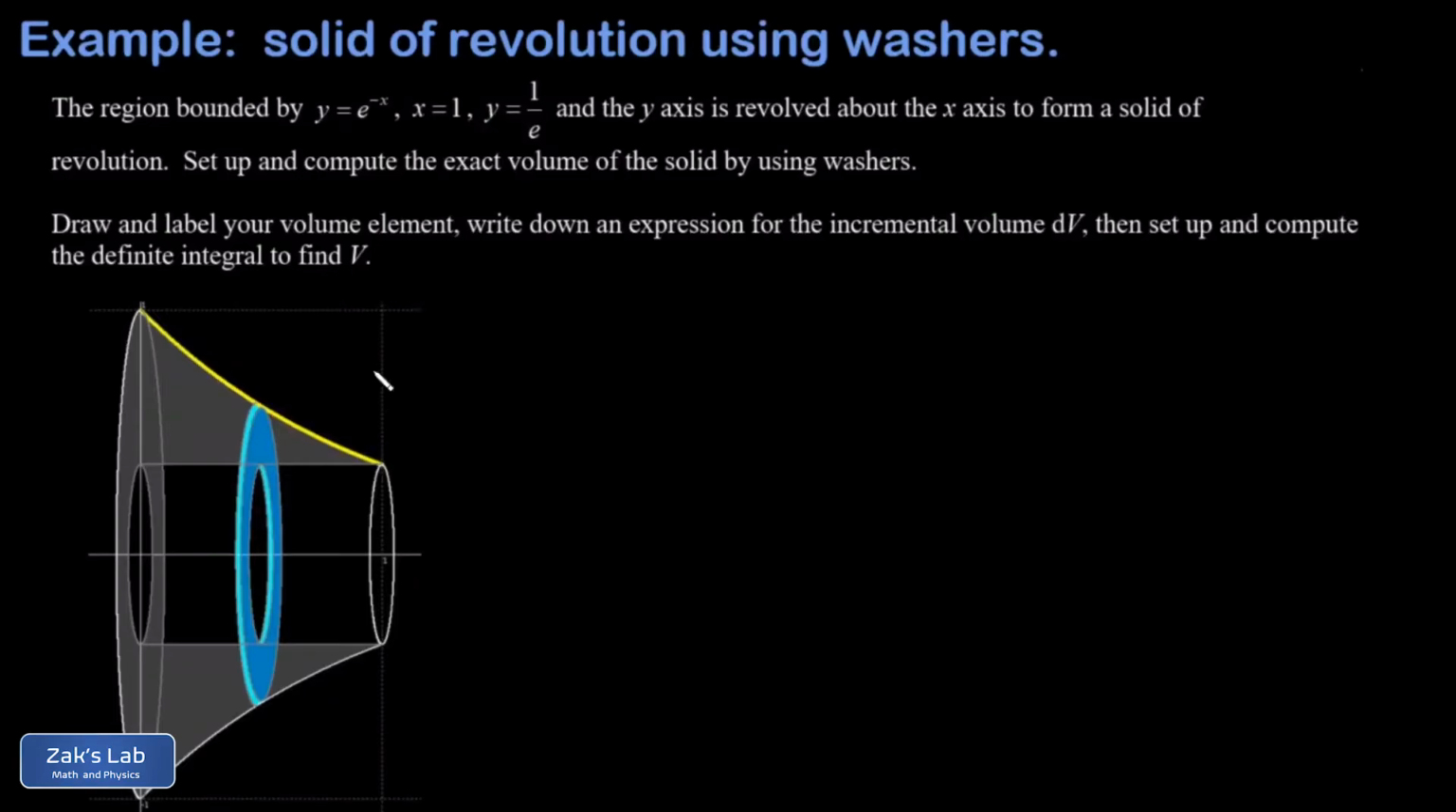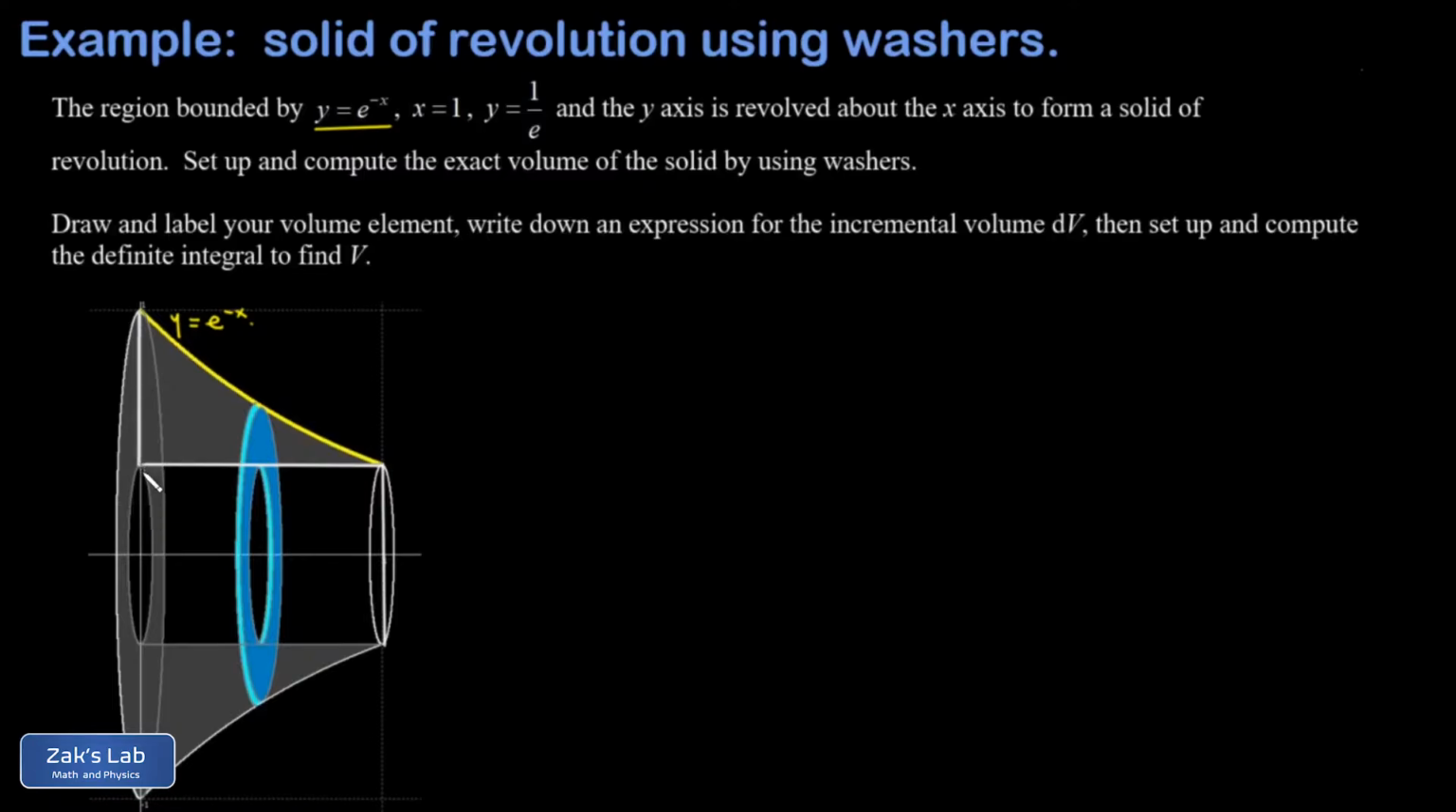In this video, we have the region bounded by y equals e to the negative x, that's the yellow curve down below, and x equals 1, that's the vertical line cutting off the right-hand side, and y equals 1 over e. So if I plug in x equals 1 for this yellow curve, I end up with y equals 1 over e, that's this line right here, and the y-axis.